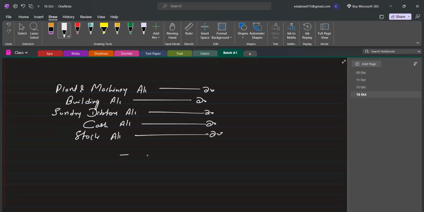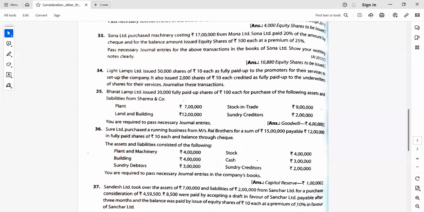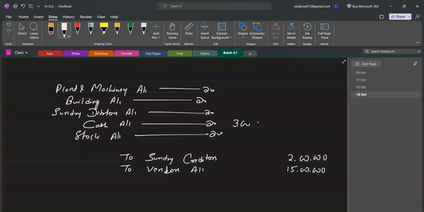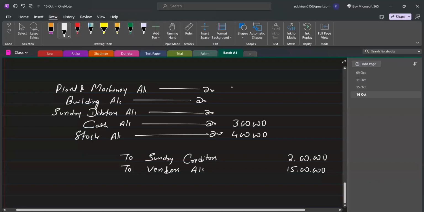After that, there is one liability, sundry creditors. And total amount payable to vendor is 15 lakh. So 15 lakh here. 2 lakh for sundry creditors. Cash is 3 lakh. 4 lakh is the stock.